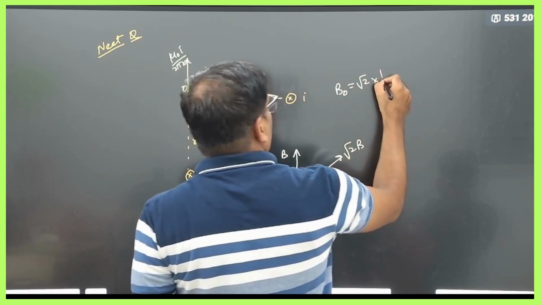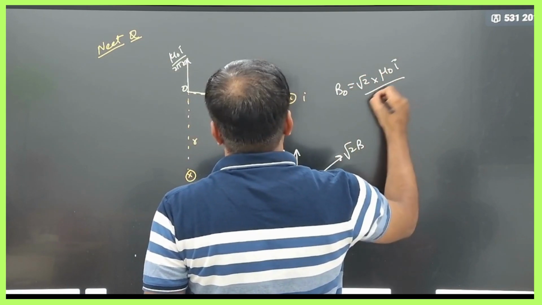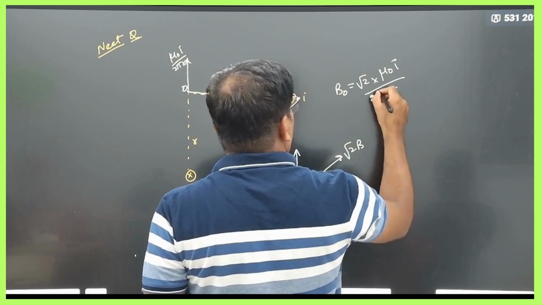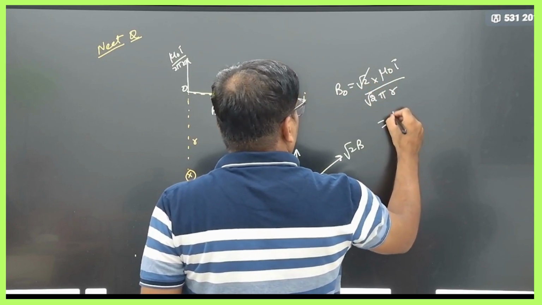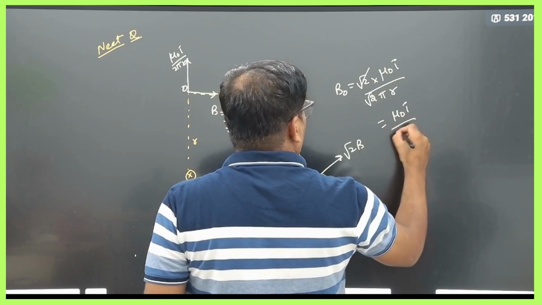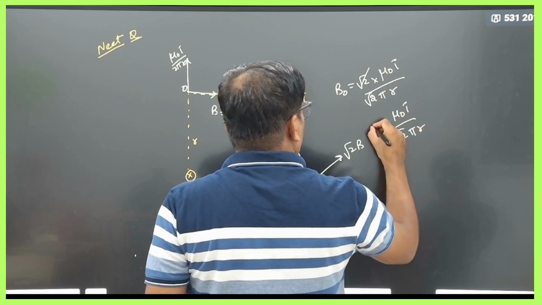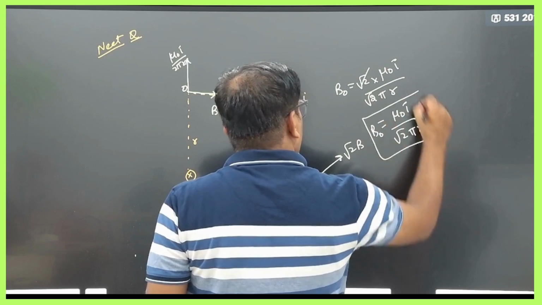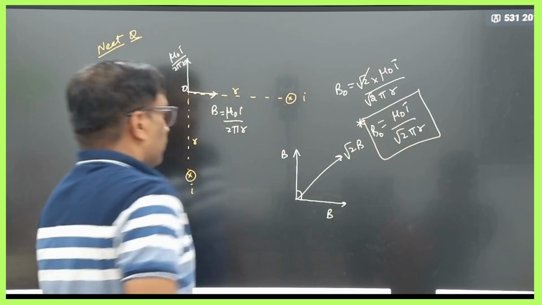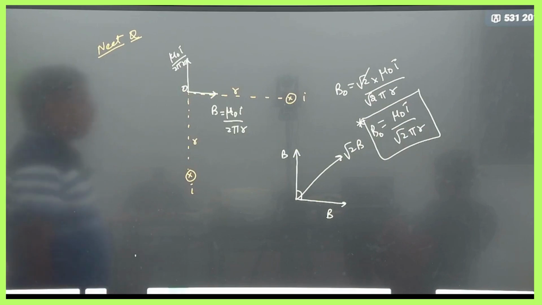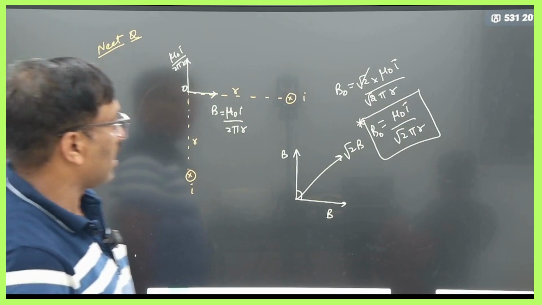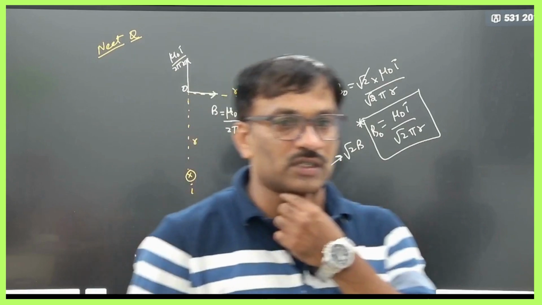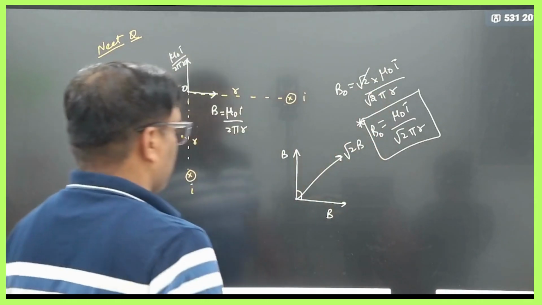What is the B value now? Mu naught into I by 2 pi into R. So this will be root 2 mu naught I by 2 pi R, which is mu naught I by root 2 pi R. This is your magnetic field at this point. This is one of your NEET questions. Clear? Like this, you can expect more number of questions on this.